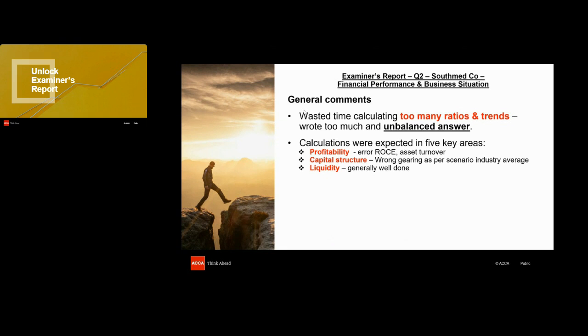Liquidity was generally done well because that's very easy. Now, on investor ratios, total shareholder return was not attempted at all. Then segment analysis. The trend part was quite well done. Those who did it did the trend well. Some did not even attempt it at all. Now some candidates were very smart. You know what they did?